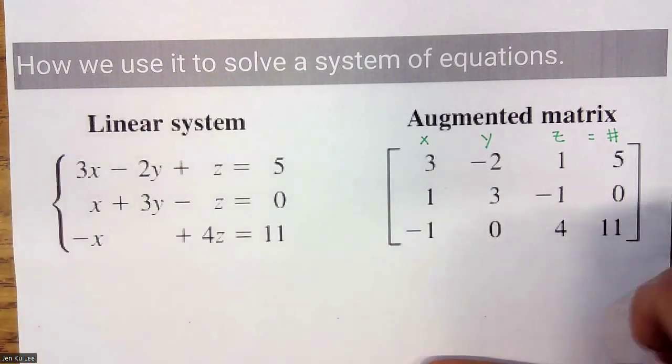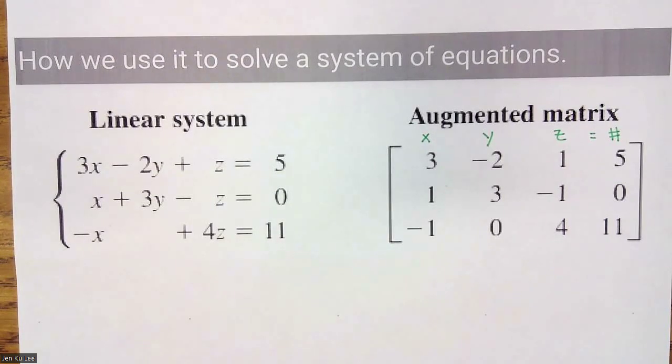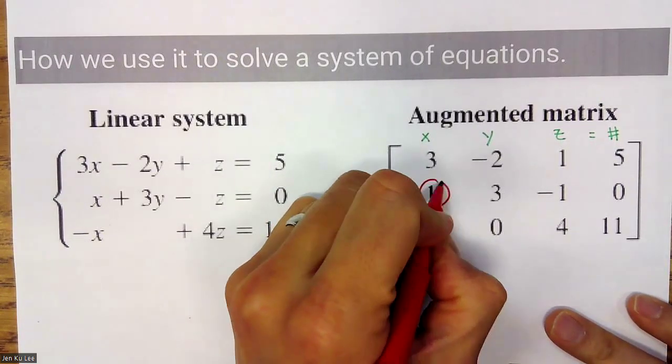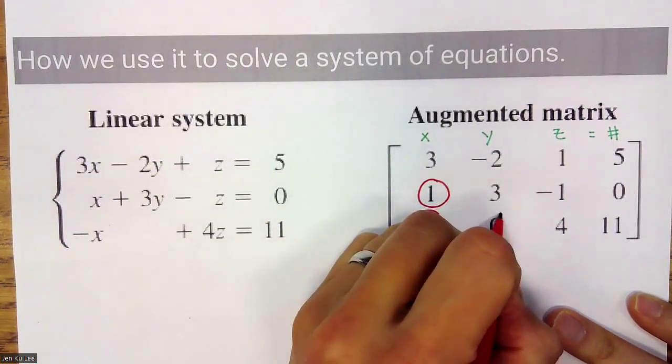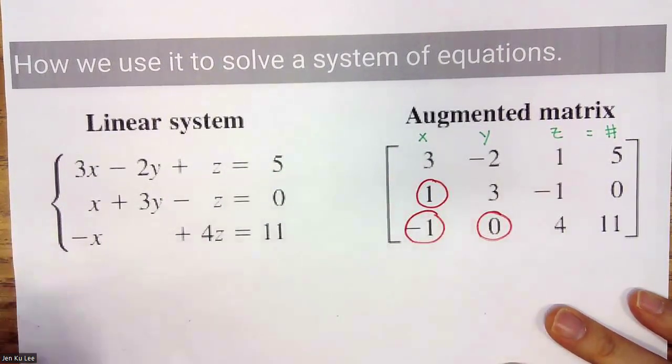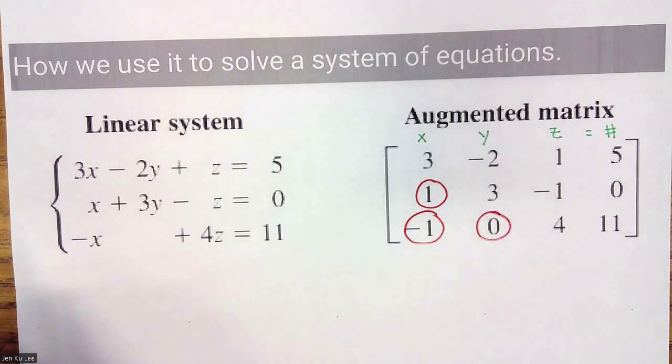And remember what we want to do. We can add, subtract, and multiply to eliminate the variables, just like the steps from before. You want to get rid of this one. You want to make these three numbers a 0. And we're going to go over the steps by doing one example.